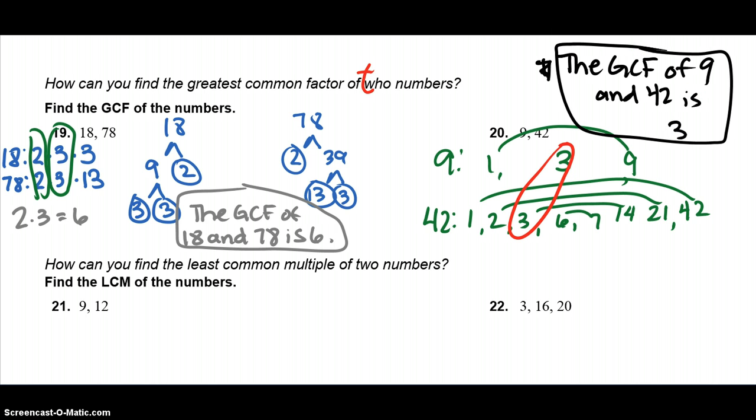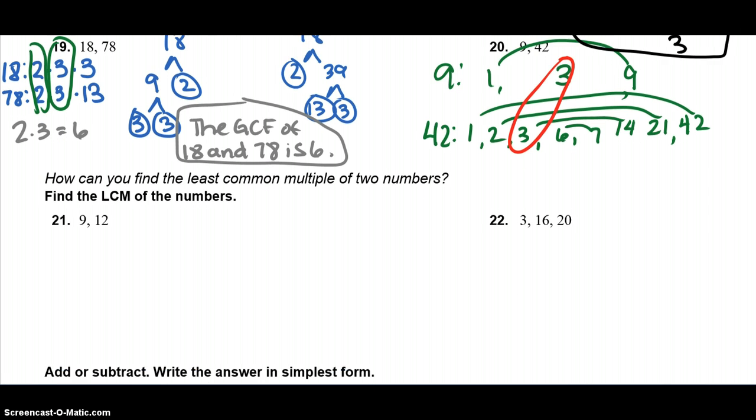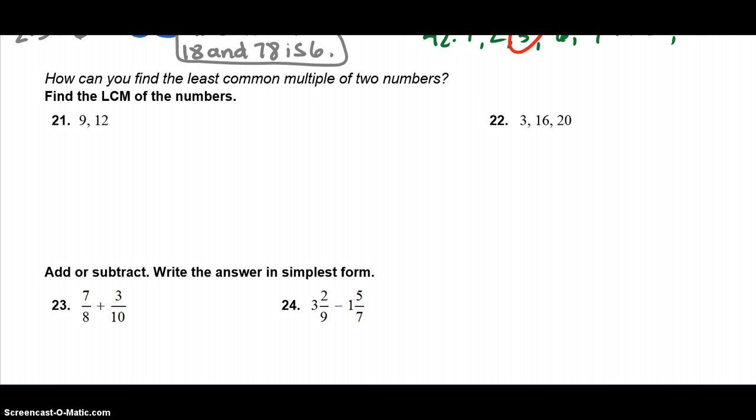Then I'm going to move on to 21 and 22. It says, how can you find the least common multiple of two numbers? And my directions say, find the LCM. So for 21, I have 9 and 12. You can do the listing method here, or you could also do factor trees again. So I'm going to do one of each. For 21, for 9 and 12, I'm going to do the listing method. So I'm going to list multiples of 9 and list multiples of 12, trying to find the least common multiple of both of these numbers.